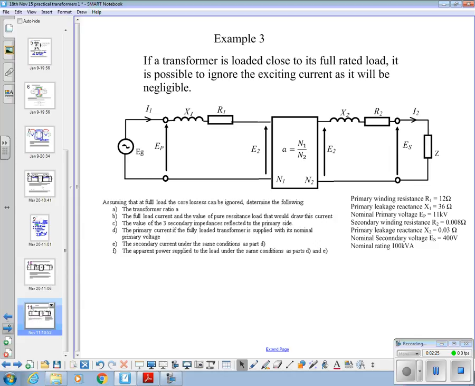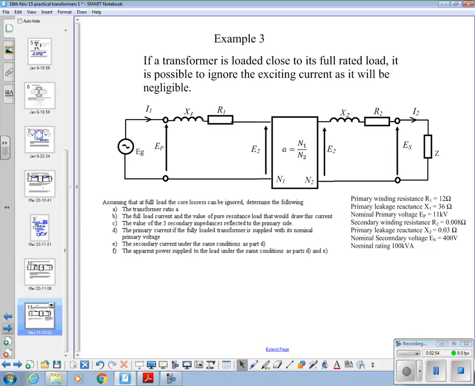Nominal secondary voltage is 400 volts, and a nominal rating of the transformer, the S for the transformer, is 100 kVA. Remember always that the S is associated with both sides. It's the same on both sides of the transformer. That can't alter. So if we put voltage up, current goes down, current up, voltage down. S should not be exceeded, otherwise we'll burn the transformer out.